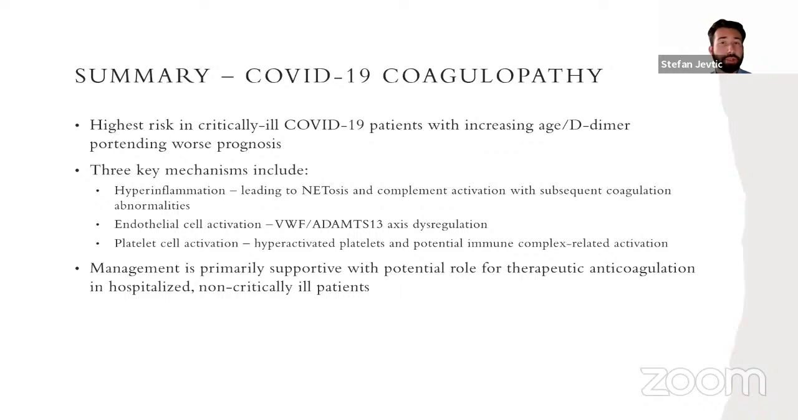Just to summarize, the highest risk patients appear to be those who are critically ill, admitted to the ICU, or requiring organ support. And we can risk stratify them based on their age and their D-dimer level. The three main mechanisms appear to be hyperinflammation from NETosis and neutrophil activation, as well as complement; endothelial cell activation involving the von Willebrand factor and ADAMTS13 axis; and finally platelet cell activation, including hyperactivated platelets and a potential immune complex mediated activation. Management is generally supportive with COVID-19 specific treatments and potentially a role for therapeutic anticoagulation empirically in non-critically ill patients.